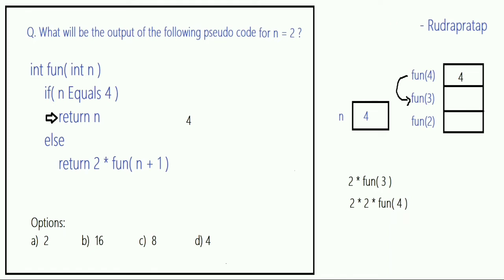This fun of 4 returns 4 to the function fun of 3. This will return 4 into 2, 8. So 8 is returned to the function fun of 3. Now it will return 8 into 2, which is 16. 16 is returned to the function fun of 2.